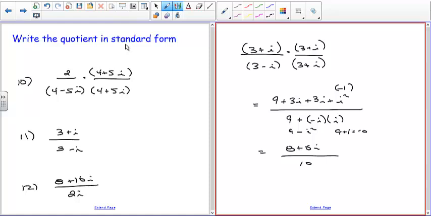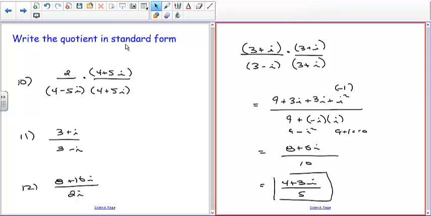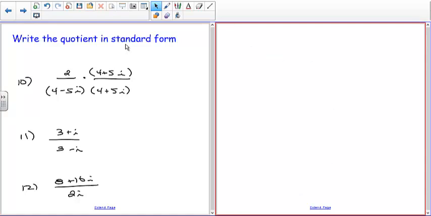That's the whole purpose of multiplying by the complex conjugate, is to get rid of any imaginary things in the denominator. Now in this case, there is a common factor, which is 2, so we can divide each term by 2. And you get the final answer. So that's what we're looking for: a rational result that does not have a complex denominator.